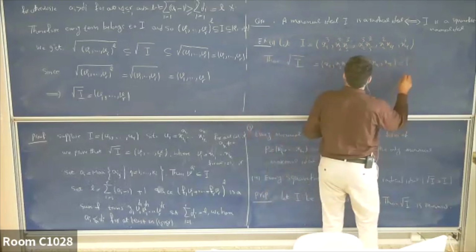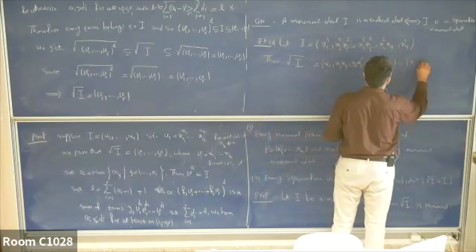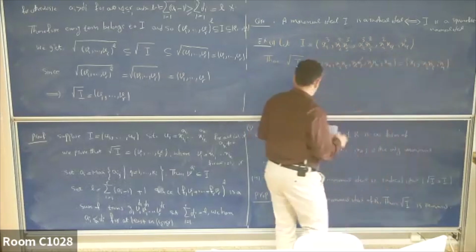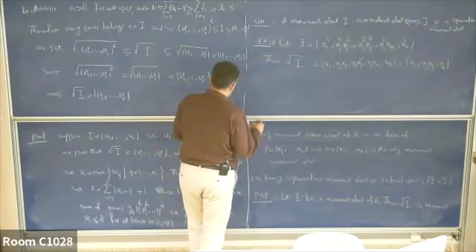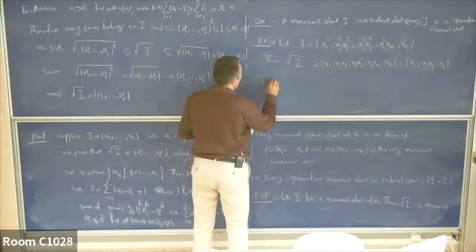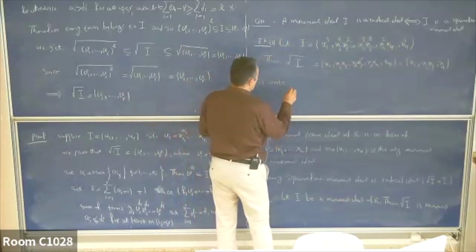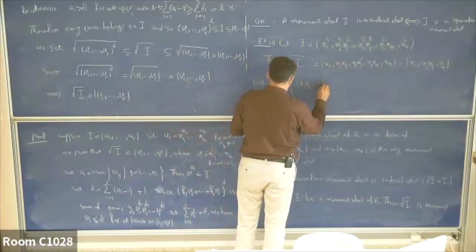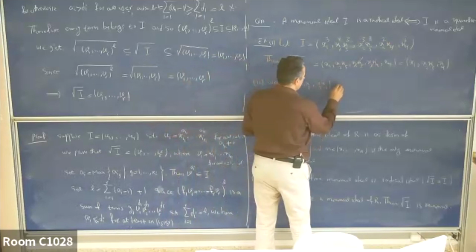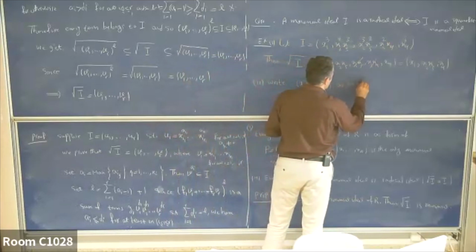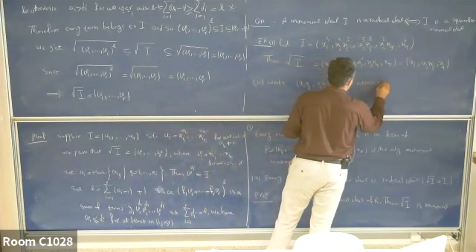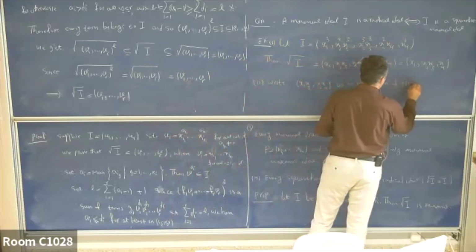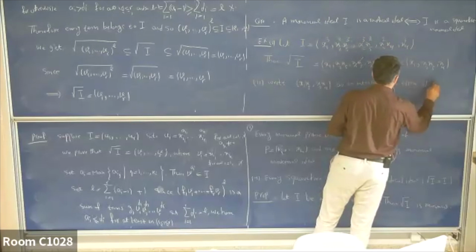So we have x1, x2 x3, and x4, the radical ideal. And so we write x1, x2 x3, and x4 as an intersection of prime ideals.